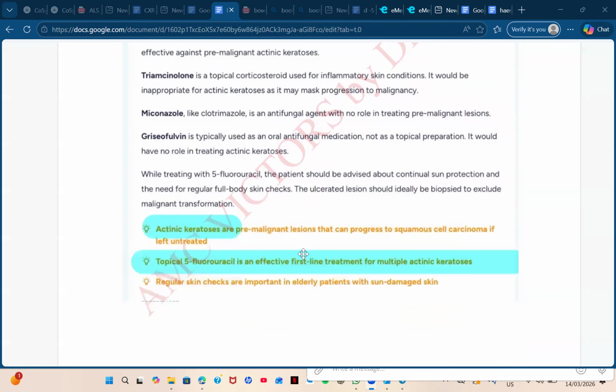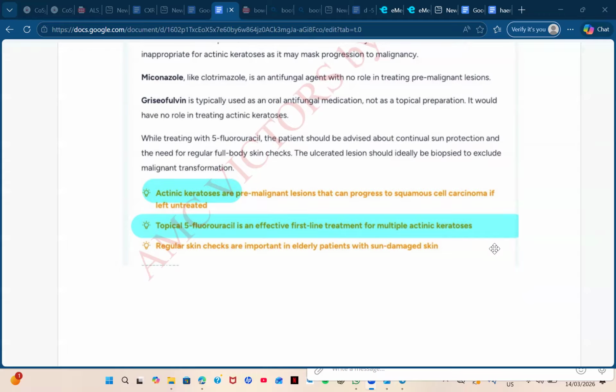Actinic keratosis is a pre-malignant lesion that can progress to squamous cell carcinoma if left untreated, right? Because this is a risky case. If we are not treating this one, it can progress to squamous cell carcinoma. So topical 5-fluorouracil is the effective first-line treatment for multiple actinic keratosis. Regular skin checks are most important in elderly patients with sun-damaged skin, right?